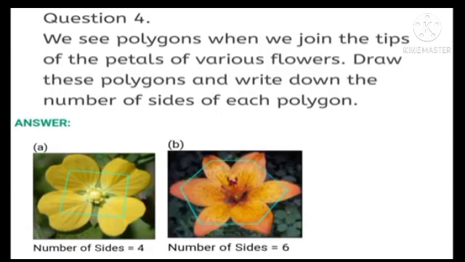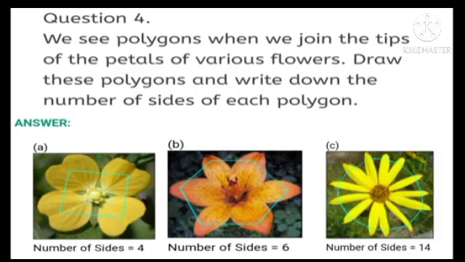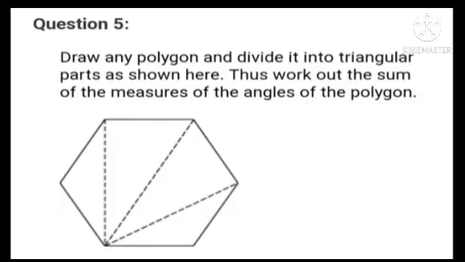Second figure, you can see when the tips are joined, you get 6 sides. So number of sides is equal to 6. And the third flower, you can see 14 petals altogether. When you join the tips of the 14 petals, you will get 14 sides. So number of sides is equal to 14. So it's totally up to you which flower you draw. Accordingly, count the number of petals, draw the tips properly and join them with segments and accordingly write how many sides. Question number 5, the last question.